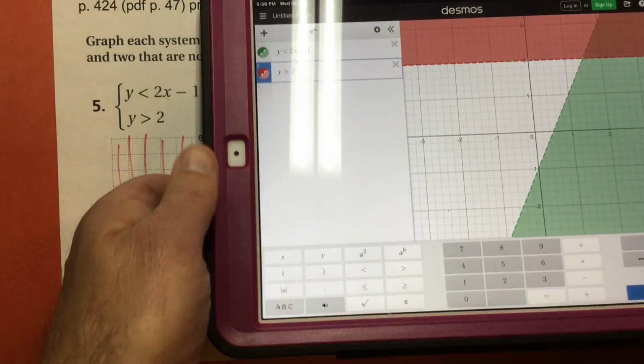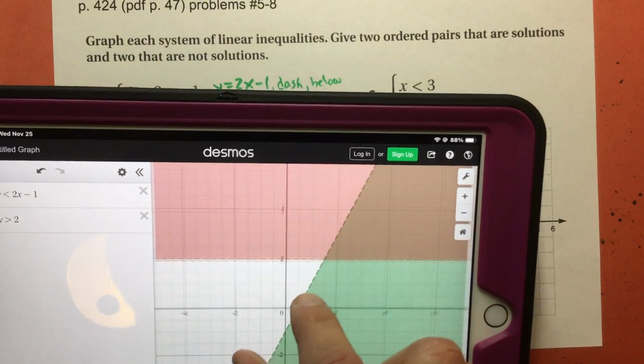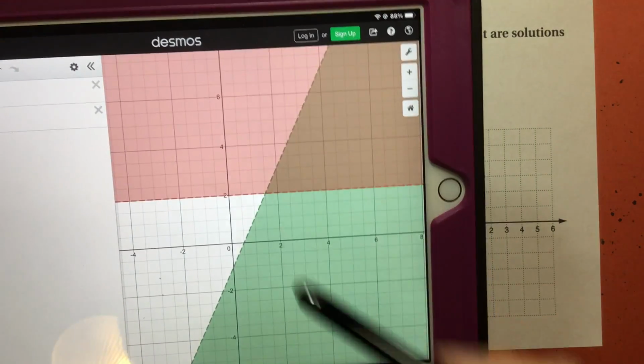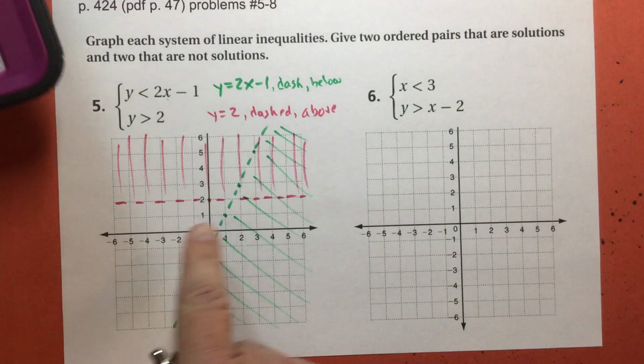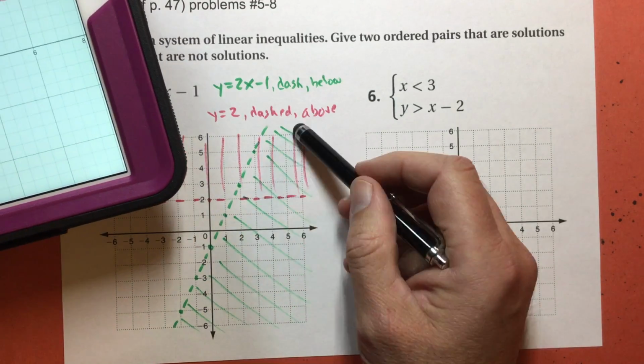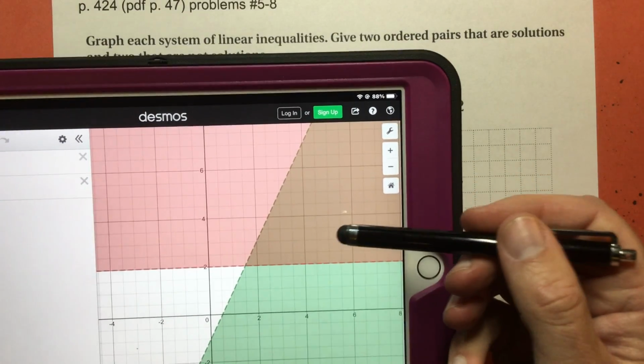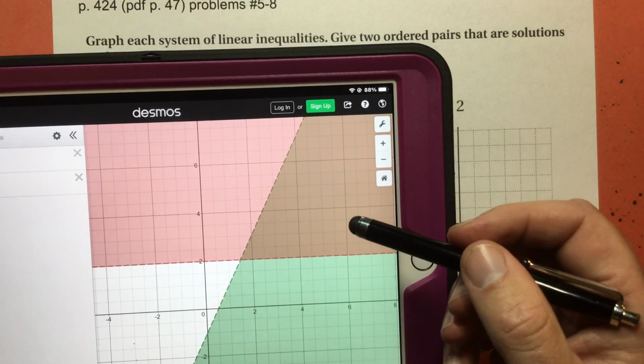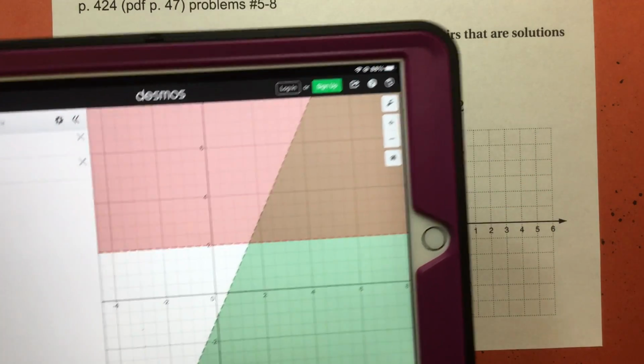So then it matches up with what I did. So this looks like what I drew, and this area right here is this, I don't know, brownish, ugly looking color. That's going to be the overlap.